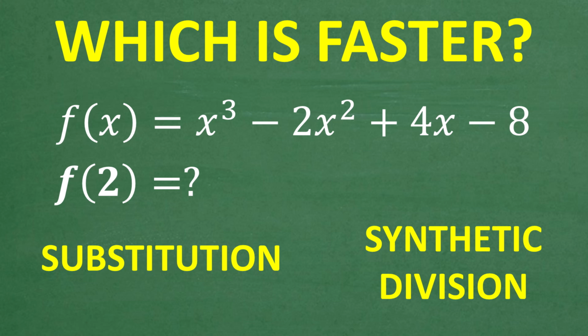So here we have the function f of x is equal to x cubed minus 2x squared plus 4x minus 8. So what is f of 2? In other words, we want to evaluate this function for 2.